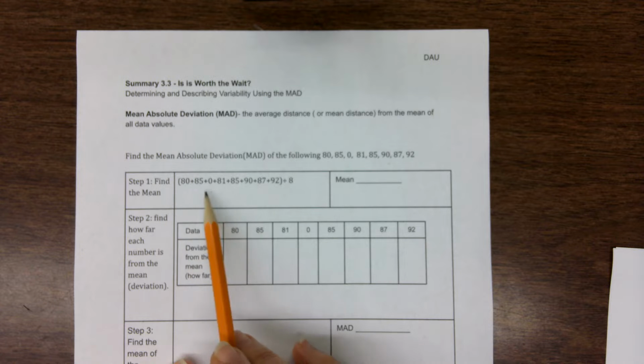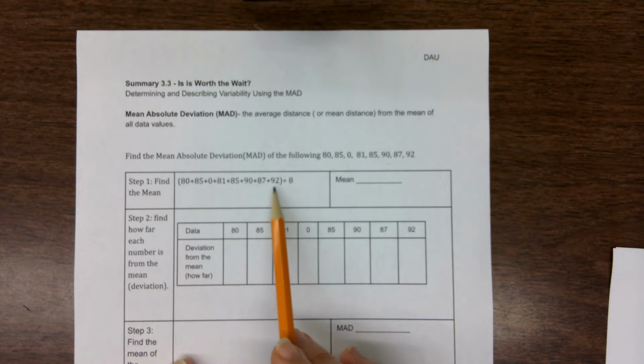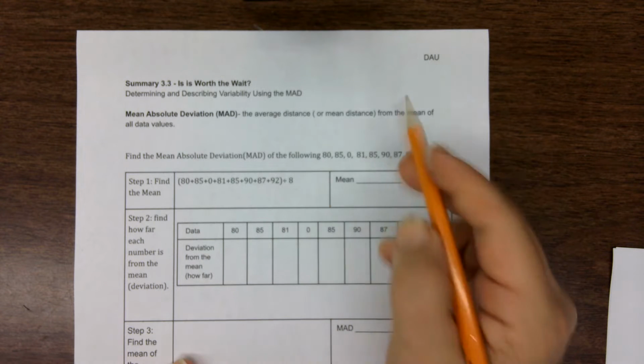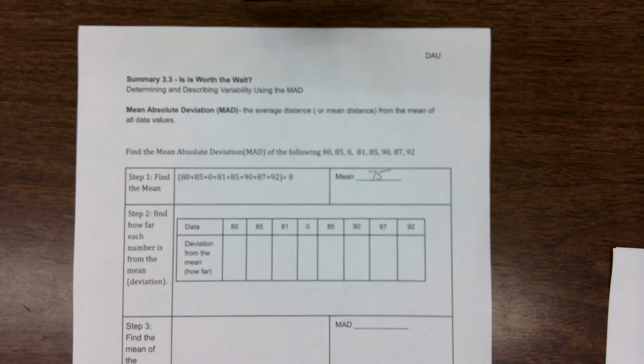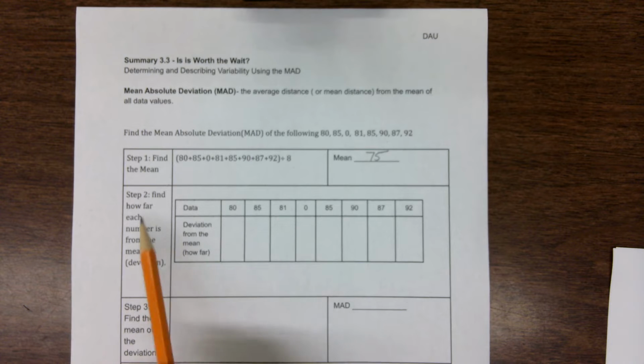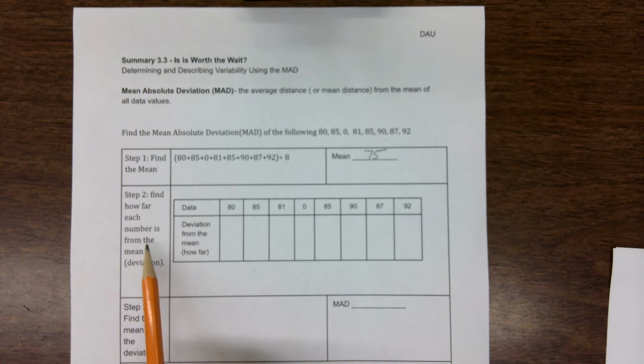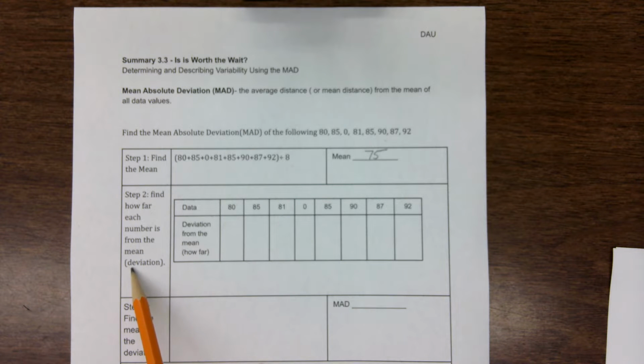Step 1, we find the mean. So I add them up, divide by 8, and I get 75. Then my second step, find how far each number is from the mean. So this is kind of like when we found that missing piece of data. This is called the deviation. When you deviate from something, you go off it.